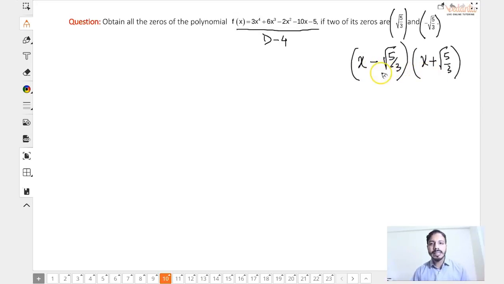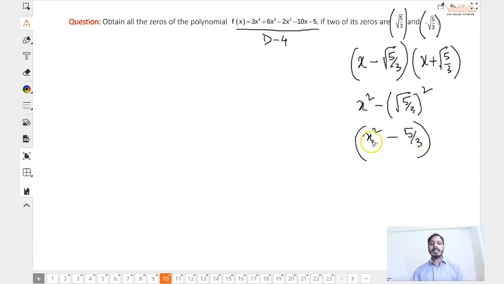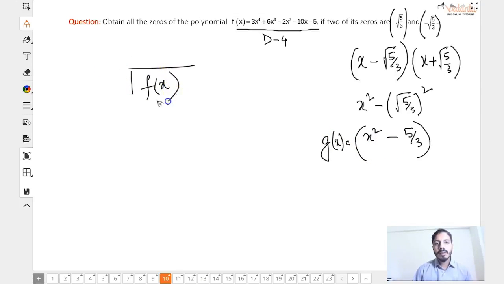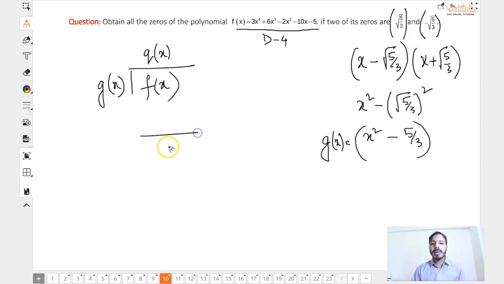Now, if I multiply these factors, what will happen? This is something like a minus b into a plus b. So I'll have x square minus square root of 5 by 3 whole square, which will give me x square minus 5 by 3. Now, guys, let me say this is a polynomial g(x). Now if I divide f(x) with g(x), I will get a quotient q(x), and for sure, definitely the remainder should be 0.